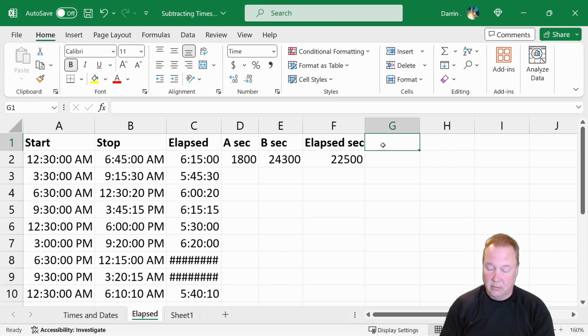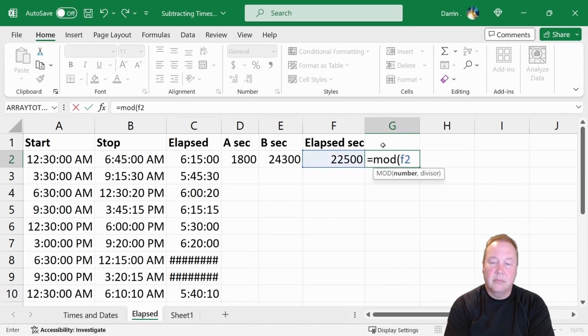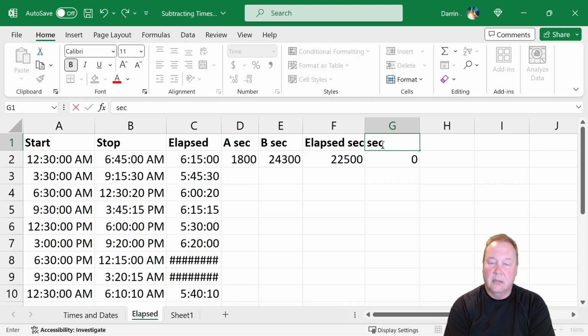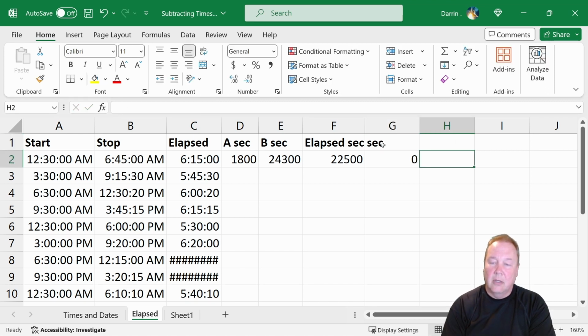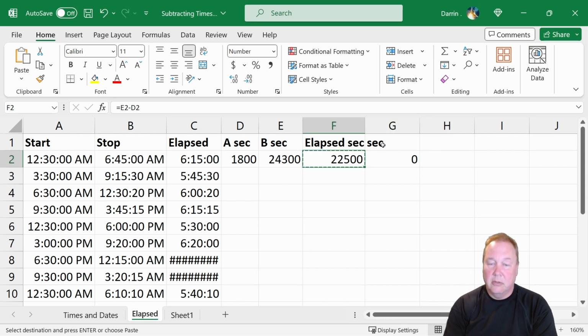And we're going to do this. We're going to start off by using the modulo operator. So equals MOD, modulo is mod. And the number I'm dividing by is F2 divided by 60. And that gives me 0. So that's seconds. And now let's just copy this down just to show you what we are looking at here.